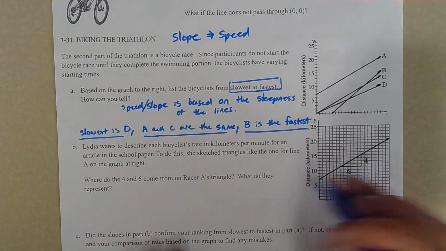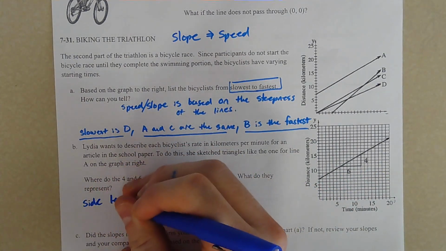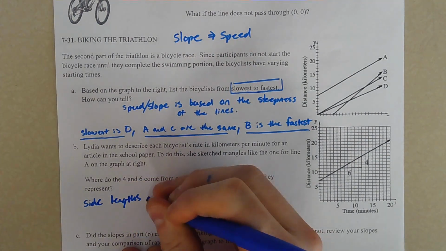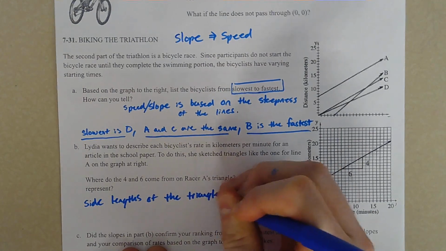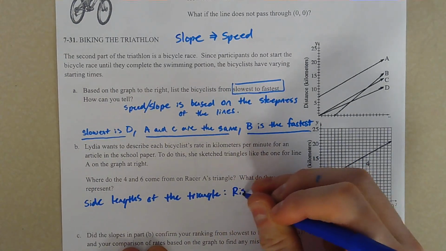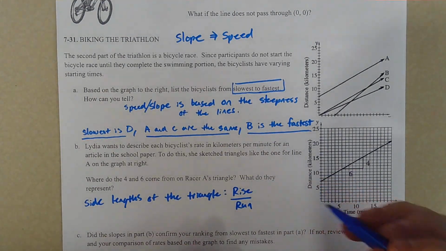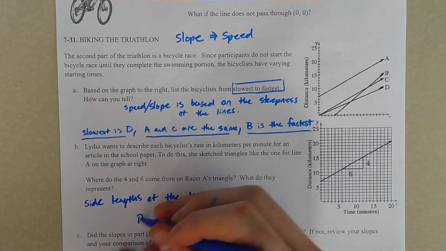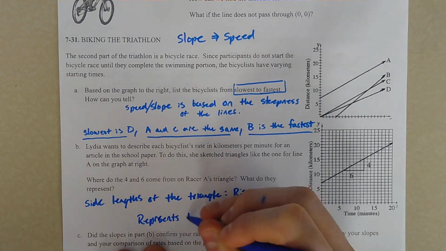So what the 4 and the 6 represent is, those are the side lengths of the triangle, otherwise known as rise over run. And rise over run is a way that we can represent the slope.